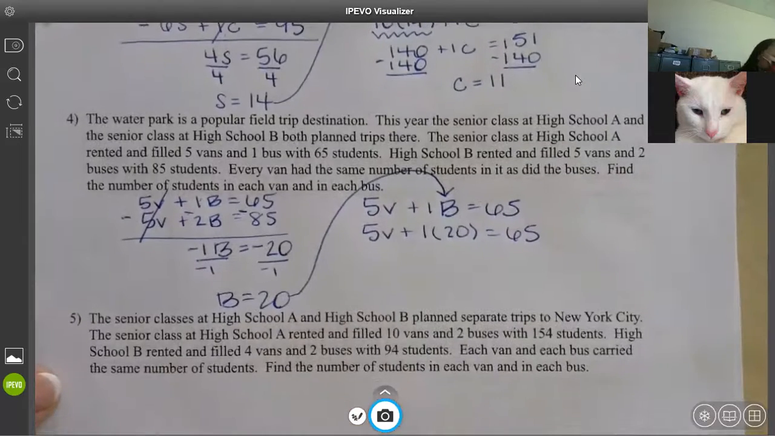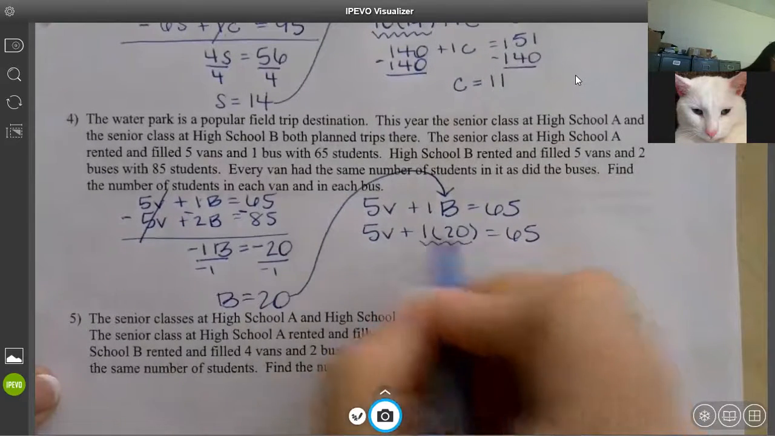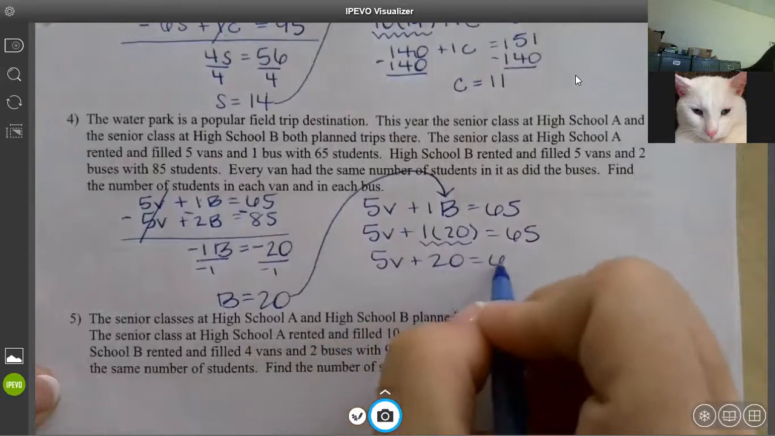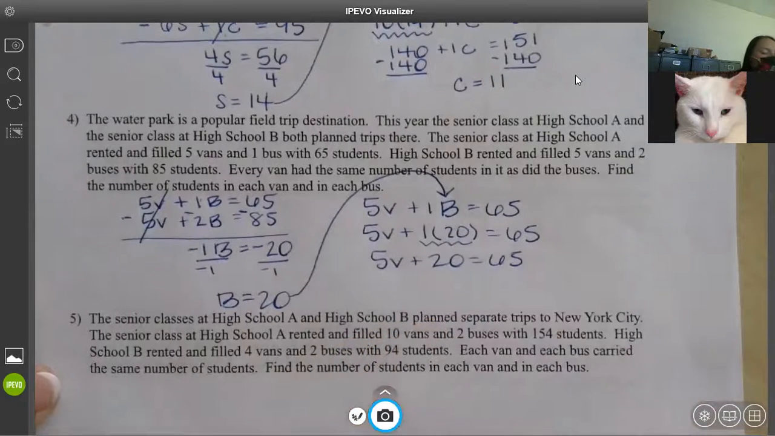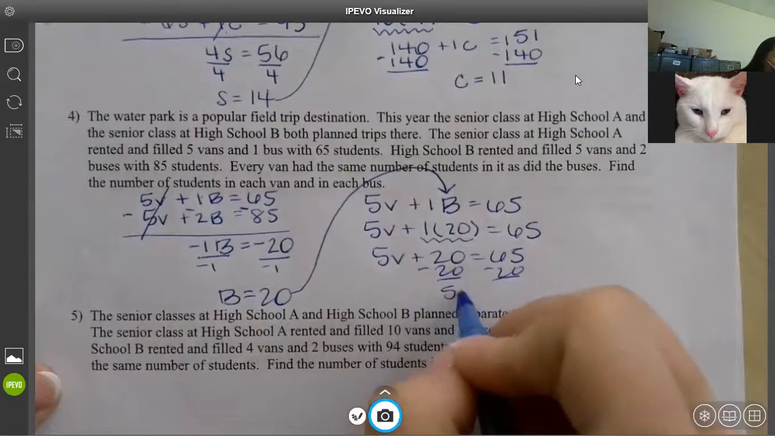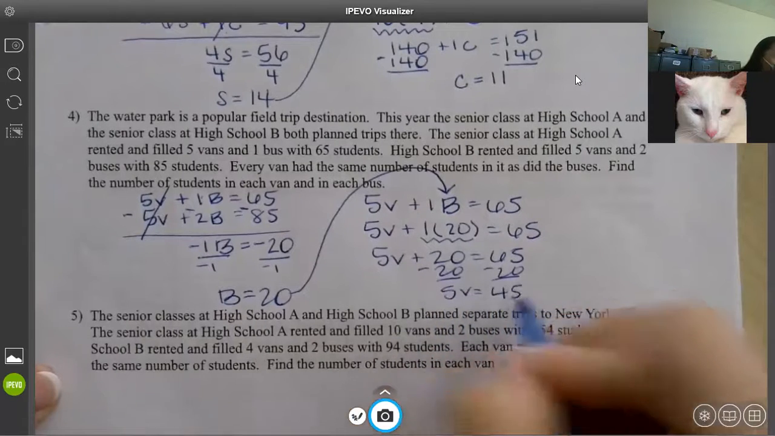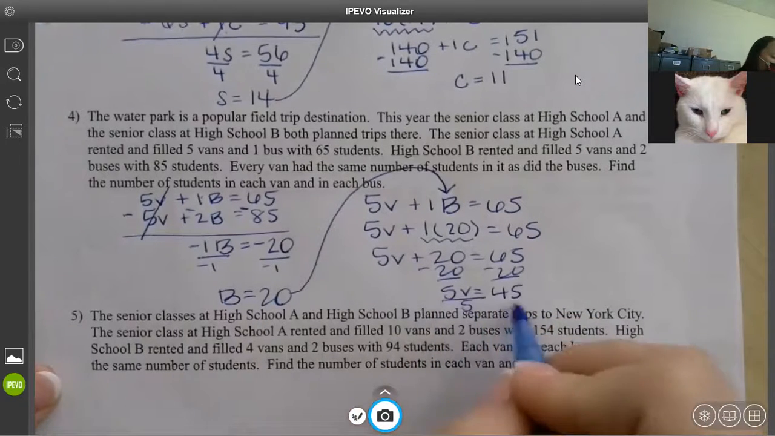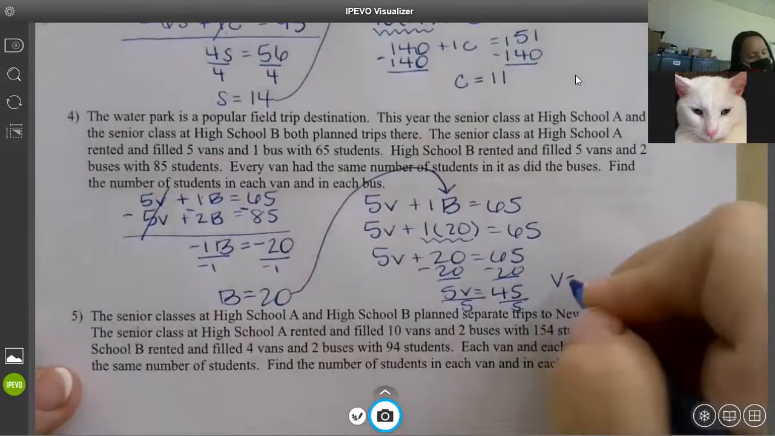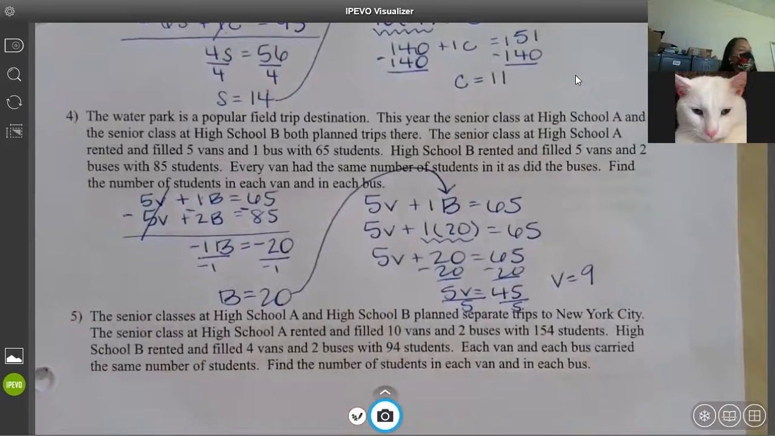We're going to clean it up. 1 times 20 is 20. We're going to subtract 20, and we get 5b equals 45. To get b by itself, we divide by 5, and we get b equals 9, or vans are 9.